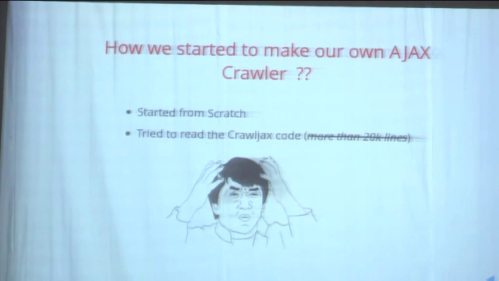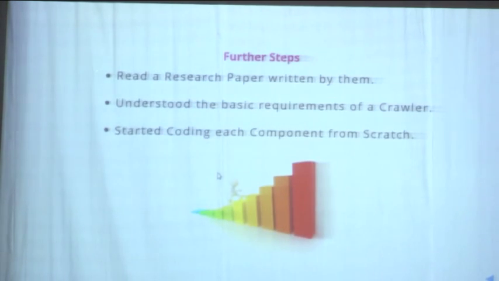We read the Crawljax code, but it's more than 20K lines, and it's written in Java. So there is a lot of inheritance, a lot of nesting, and we couldn't figure out the logic of the code. So we read the research paper written by them. We understood the basic requirements of the crawler they have made, and we started coding each component from scratch. So we moved step by step.